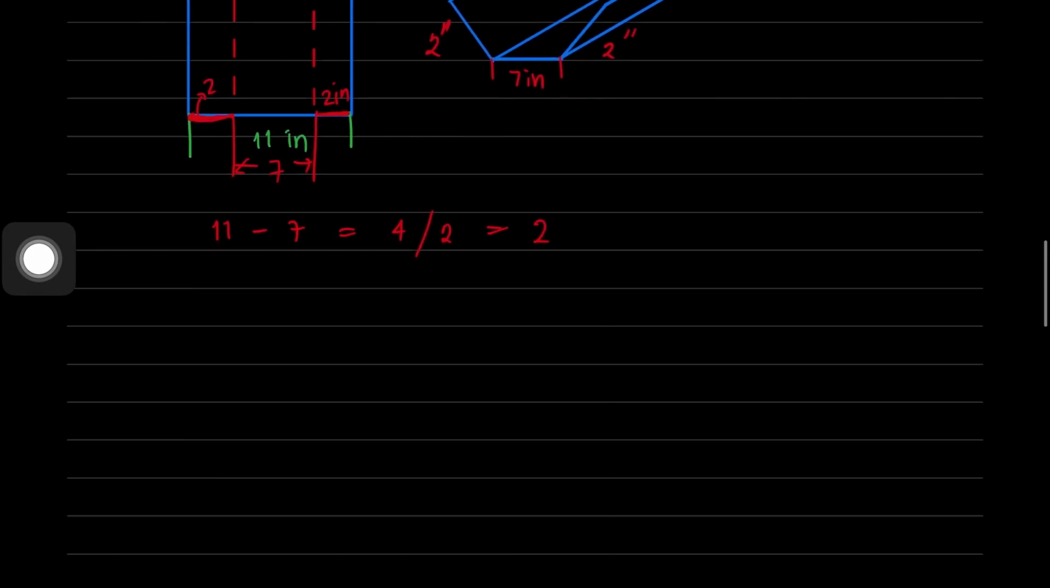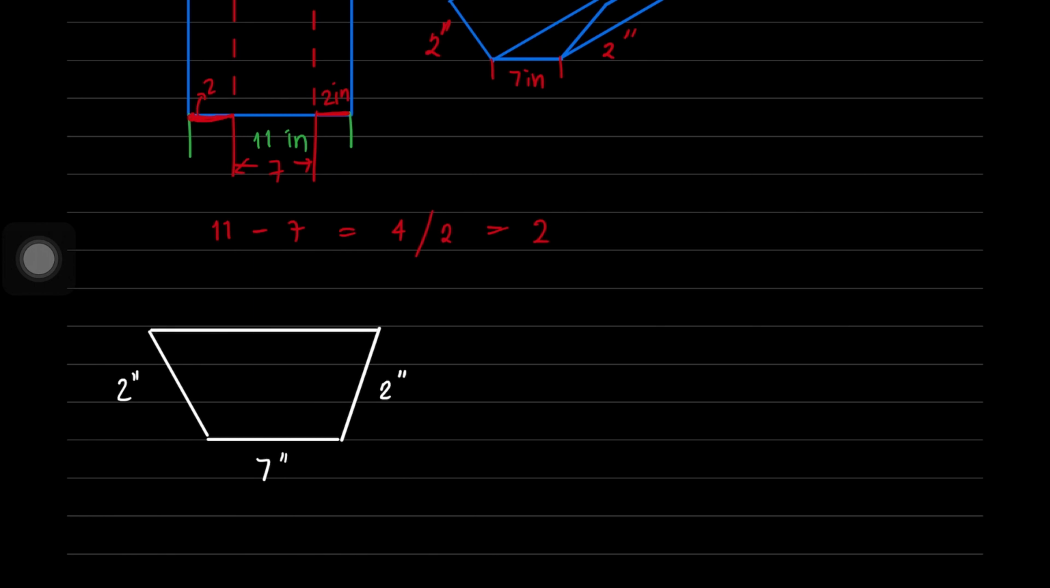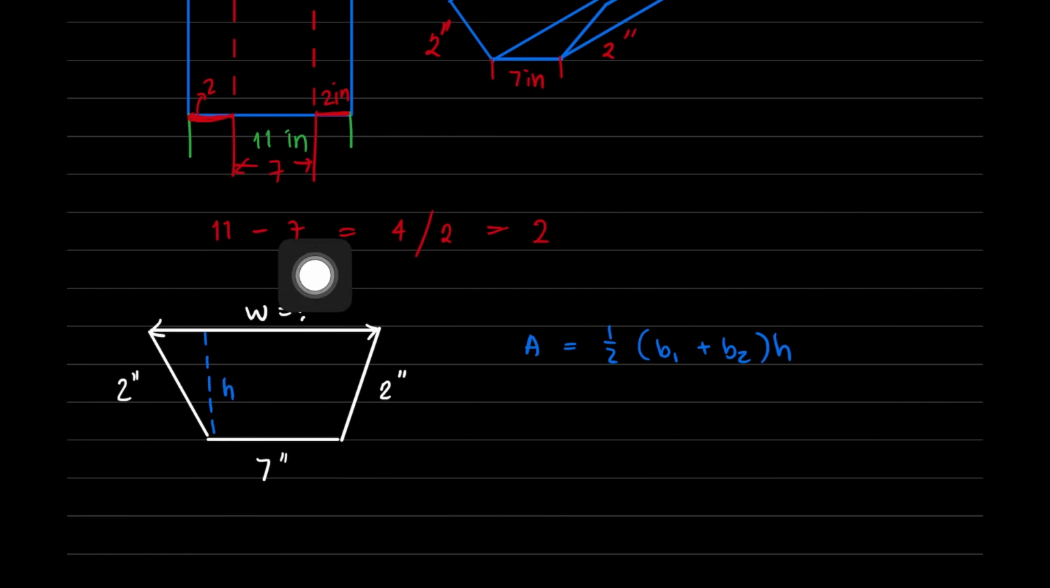Alright? So if we're going to draw here the cross-sectional area of the gutter, say for example, this is now the cross-sectional area of the gutter. So this is 7 inches, this is 2 inches, and this is also 2 inches. What would be the width across the top? Now, we know that the area of a trapezoid is given to be 1/2 multiplied by base 1 plus base 2 multiplied by the height. So the height is this one. So this is base 1 and this is base 2.